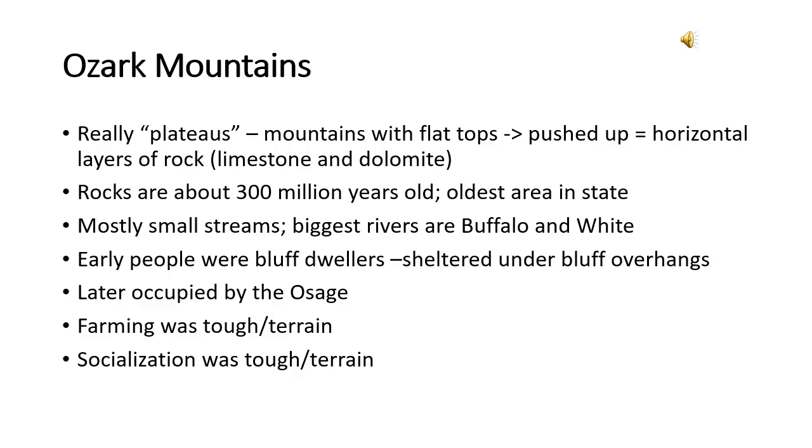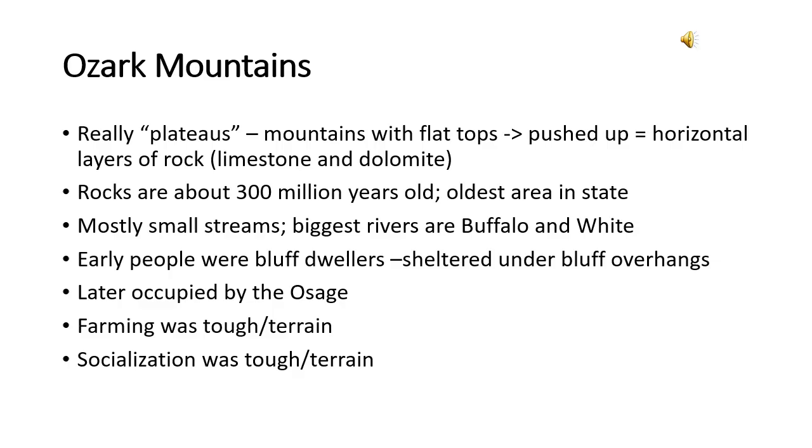The first region we'll talk about among the natural regions in the state of Arkansas are the Ozark Mountains. Actually, the mountains are really plateaus, which are kind of like mountains with flat tops. The tops are flat because of the erosion that took place over these mountains as they were pushed up as water receded. So we have these horizontal layers of rock that are made of limestone and dolomite in the Ozark Mountain area. The rocks there are about 300 million years old, the oldest rocks that you can find in the state. Mostly small streams flow through the Ozark Mountains. The biggest rivers there in that area are the Buffalo and White Rivers.